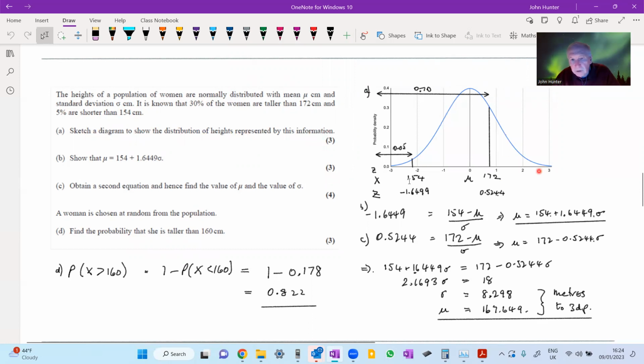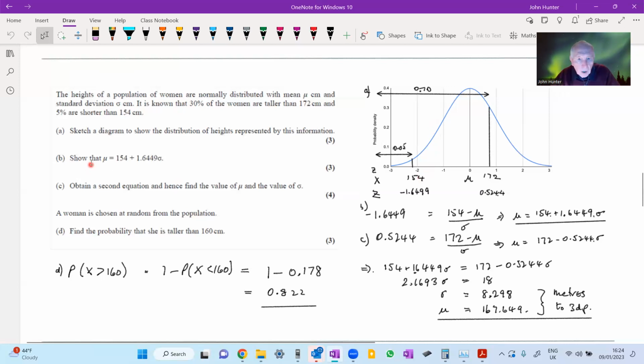Right, okay, we've got our distribution, and we've got our Z statistic here. We've written the X statistics in here, such that that's 154, and the area under this tail here is 0.05. That's what it says, 5% shorter than that. And it also says that 30% are taller than 172. So that's 30% in this tail over here, which essentially means that this side of that black line has an area of 0.7.